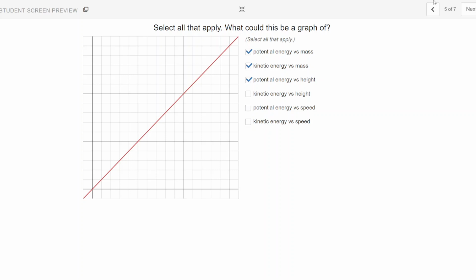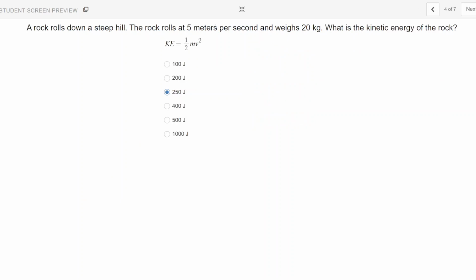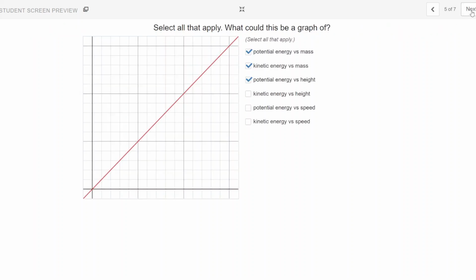Does kinetic energy depend on speed? Yes. However, if we go back to the previous question, notice how the speed or velocity is squared. If you have an exponent for your variable, then that means it's not a straight line, it's a curve. So these are the only 3 correct answers.